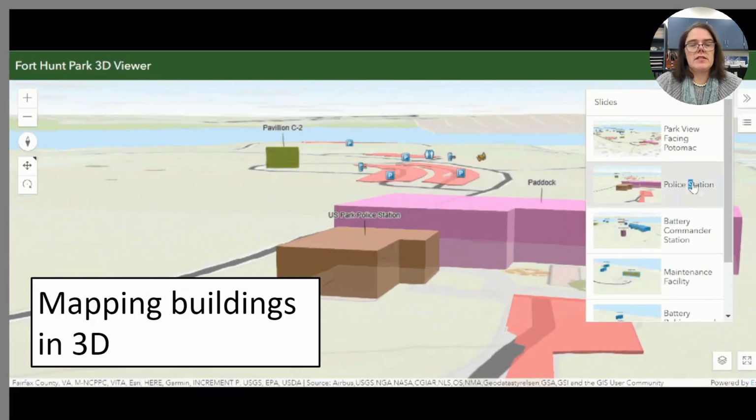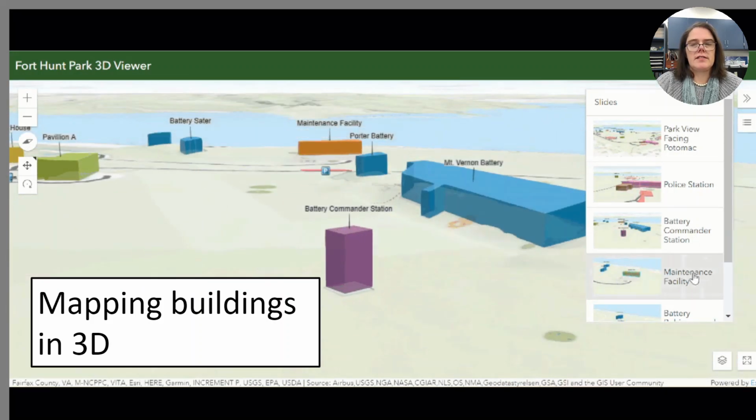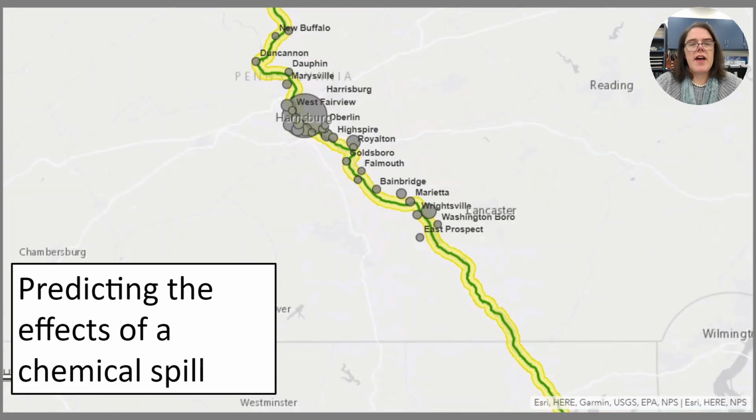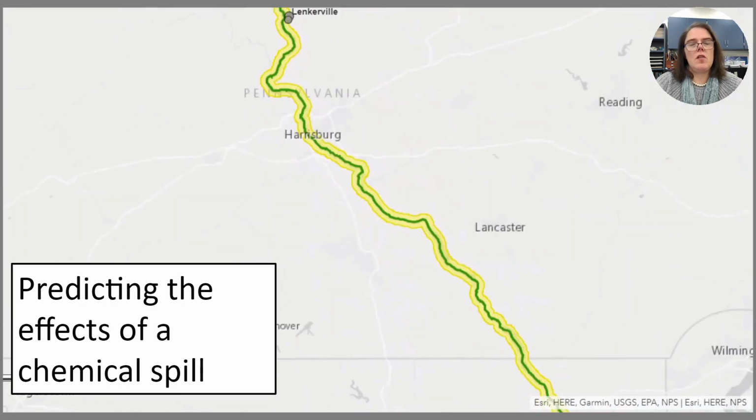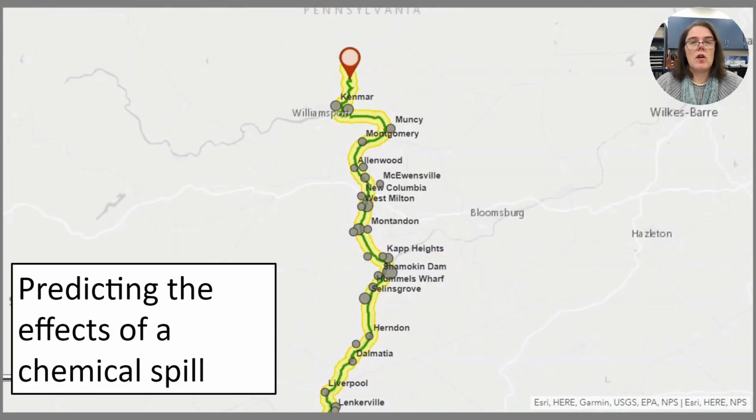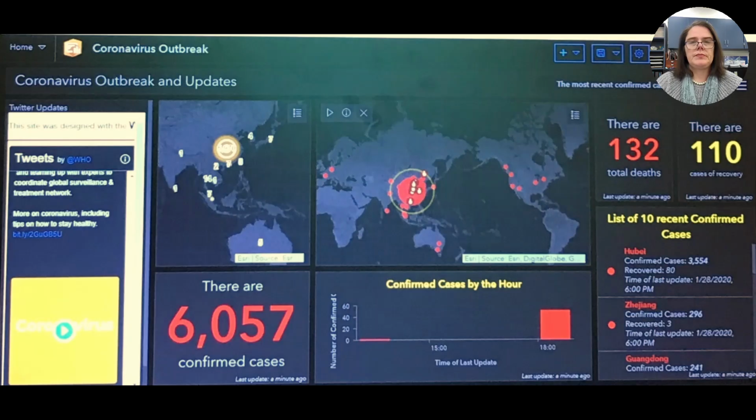You can map buildings in 3 dimensions, and we will do some 3-dimensional work in this class. You can predict the effects of a chemical spill or an oil spill. So the list is really endless on what the possibilities are in this class, and you will have a lot of free range to explore once you learn the software in the first part of the year.